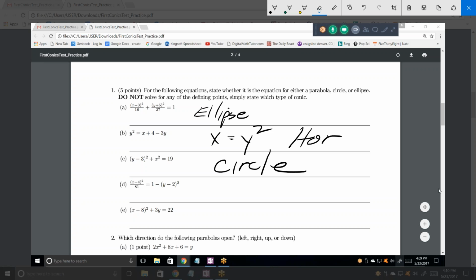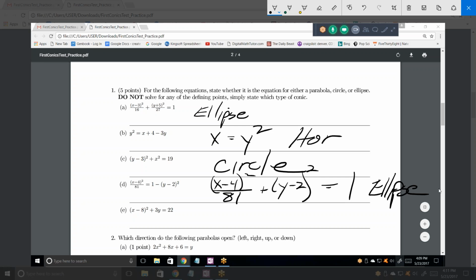Now, D. First of all, we want to put it in a format that's a little easier to see what we're talking about. So how would we put it into that new format? Would you add y minus 2 squared? Yep. So here's what we have. Now what is this? It's another ellipse. Correct. Since their denominators are different.